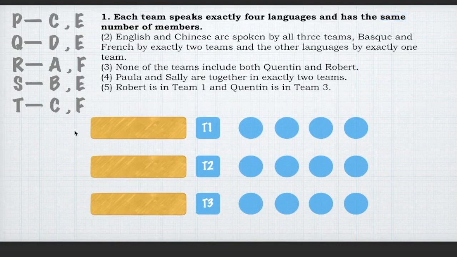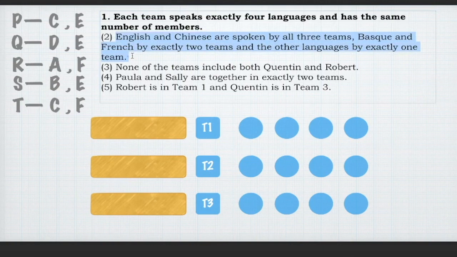And each team has the same number of members. So if I figure out that team 1 has exactly 2 members, I can conclude later that team 2 and team 3 will have 2 members as well. Or if I figure out that team 3 has 3 members, I can conclude that team 2 and team 1 also have 3 members, because earlier it was given that a team can have 2 or 3 members. Let me look at rule number 2 now.